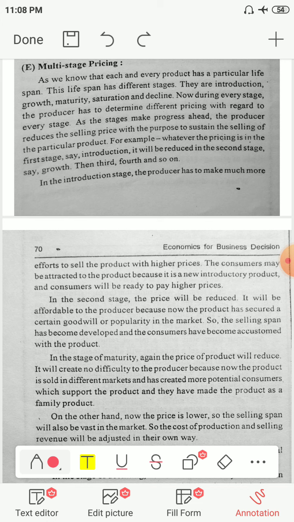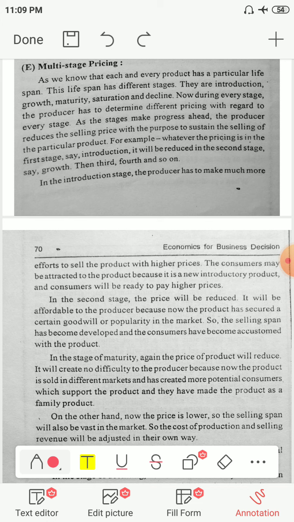It is introduced in a market. Its sales will increase in a growth stage, then it will reach maturity, then saturation, and then it will enter in a decline stage where finally the demand of the product is reducing. So this is the product life cycle.